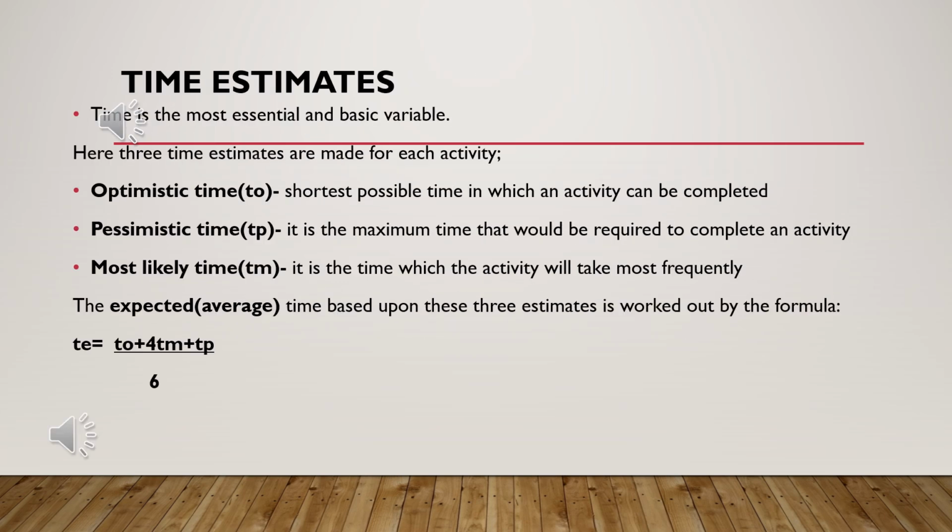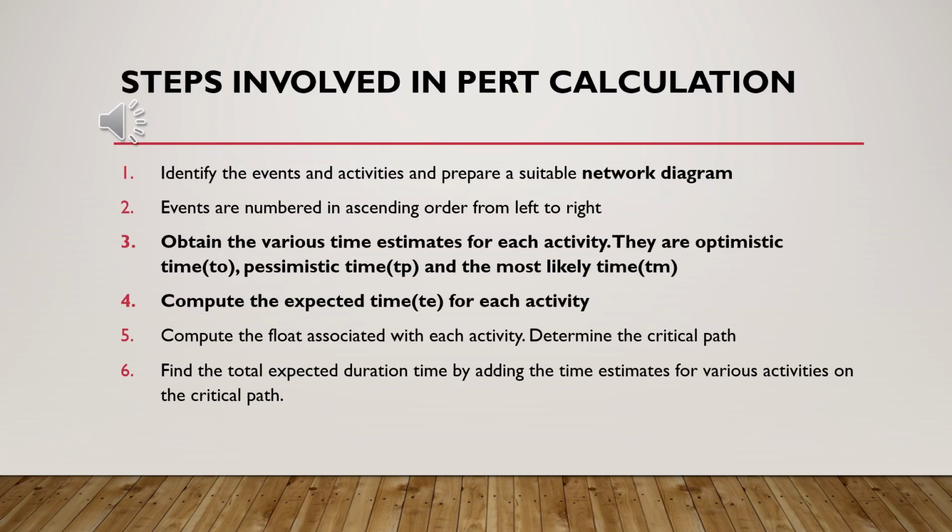Time estimates. Identify the events and activities and prepare a suitable network diagram. Events are numbered in ascending order from left to right. Obtain the various time estimates for each activity. They are optimistic time, TO, pessimistic time, TP, and the most likely time, TM. Compute the expected time, TE, for each activity.